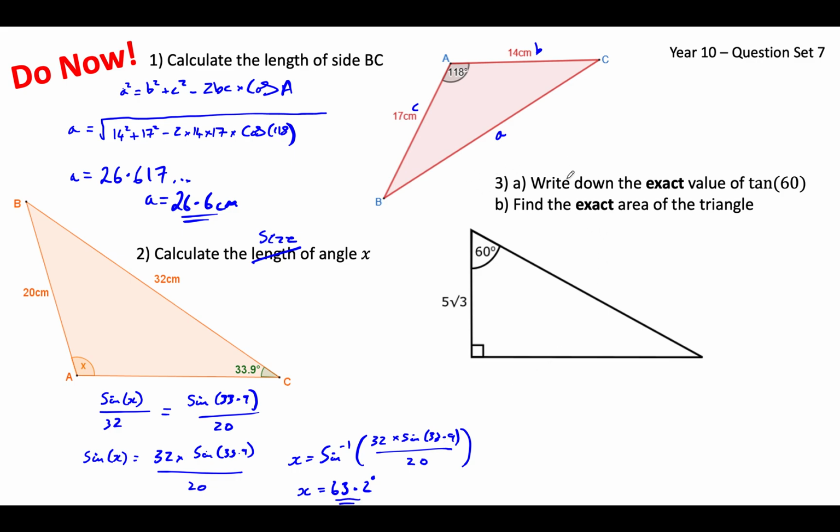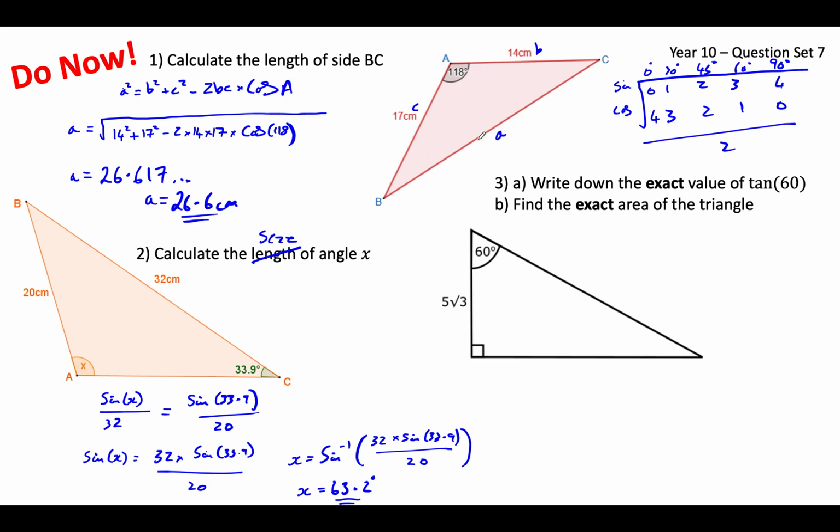3. Write down the exact value of tan of 60. So if you use your little helper, not a cheat thing as such, put a big square root in, and we get 0 degrees, 30 degrees, 45 degrees, 60 degrees, and 90 degrees. And the numbers 0, 1, 2, 3, 4, and 4, 3, 2, 1, 0, all divided by 2.